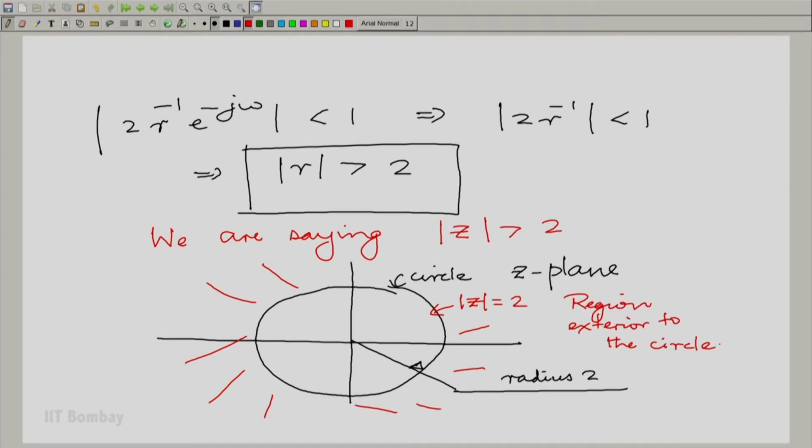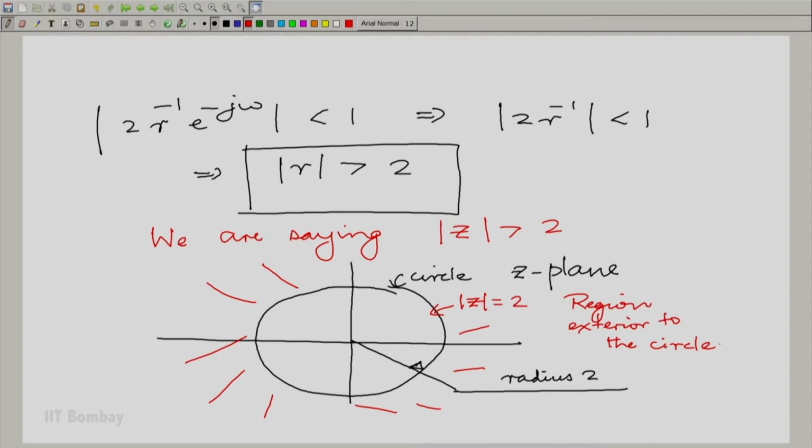Now, what is very clear is that this convergence or lack of convergence has only to do with r, it has nothing to do with omega. So, it is the magnitude of z which determines whether this series or this sum converges or not. In fact, we give this region a name. This region which is exterior to the circle where this converges is called the region of convergence, and we often abbreviate it by ROC for short.